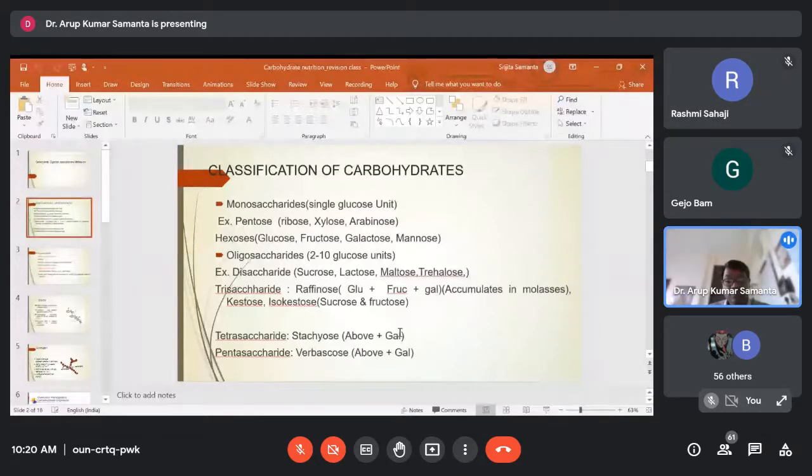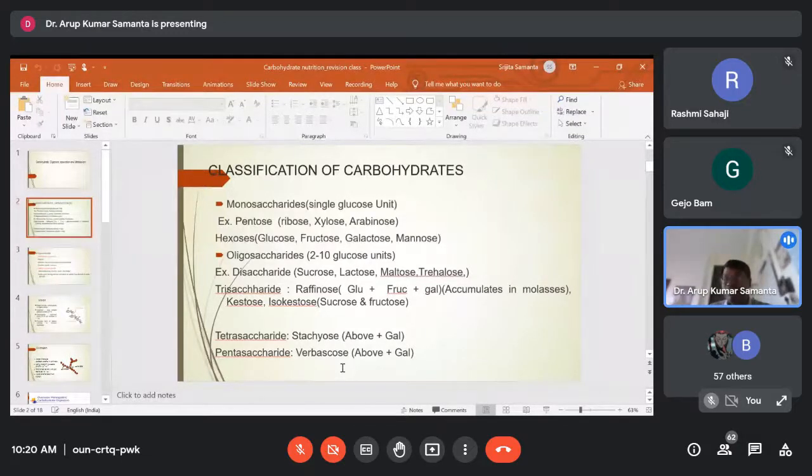Pentasaccharides have 5 sugar units, and that is verbascose. Along with stachyose, if one more unit of galactose is attached, that will be verbascose.